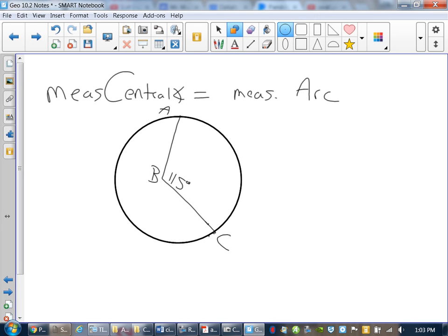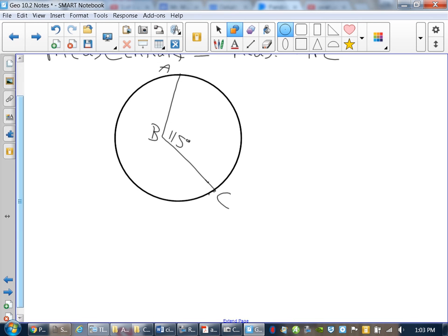So if I'm looking at this angle here, this angle ABC, in the diagram it says it's 115 degrees, which means what's the measure of the arc AC? It's how much? 115? Since the angle is 115, that means the arc that it hits is also 115.